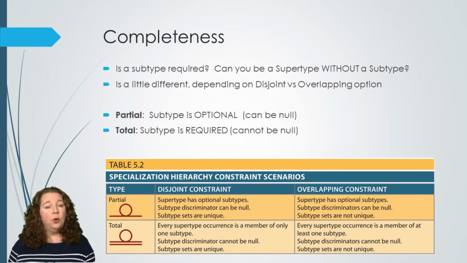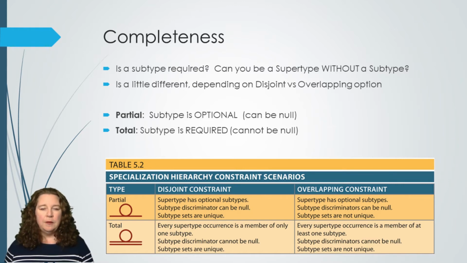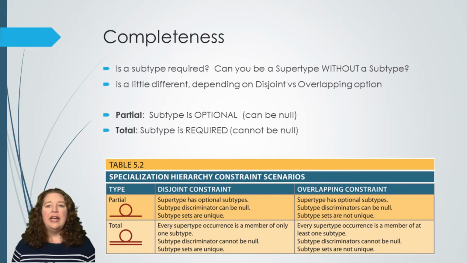The other is total completeness, which is where you have to be one of the subtypes. If we're going to have our story, it is either a book or a movie. It cannot be neither. It has to be at least one or the other. So when you are required to have your subtype, it is called total completion or total completeness. And in that case, we use 2 lines as opposed to a single line underneath our circle that holds our disjoint overlapping option. Did I lose you yet?